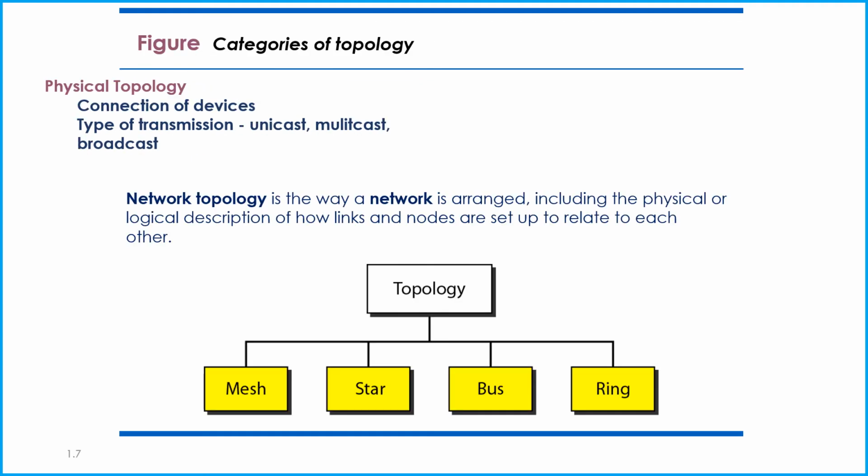Here we are seeing about topology. The term physical topology refers to the way in which a network is laid out physically. Two or more devices connected to the same link, or two or more links, form a topology. The topology of a network is a geometric representation of the relationship of all the links and linking devices. There are four basic topologies possible: mesh, star, bus, and ring.